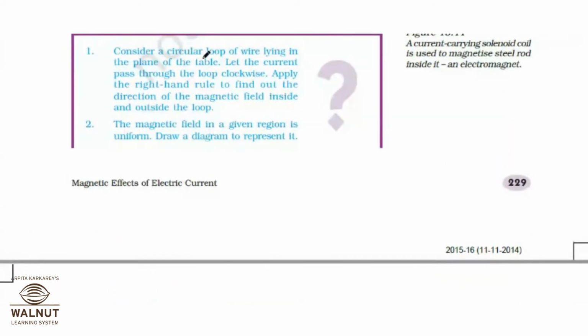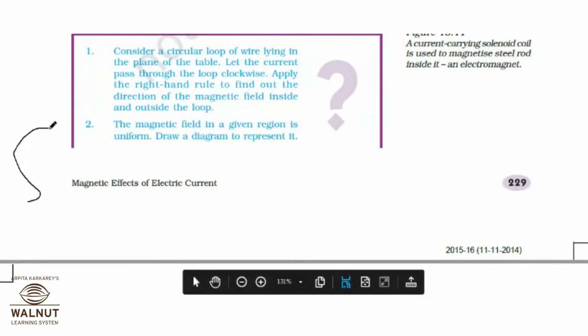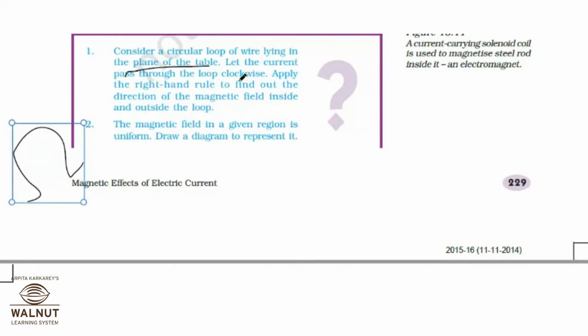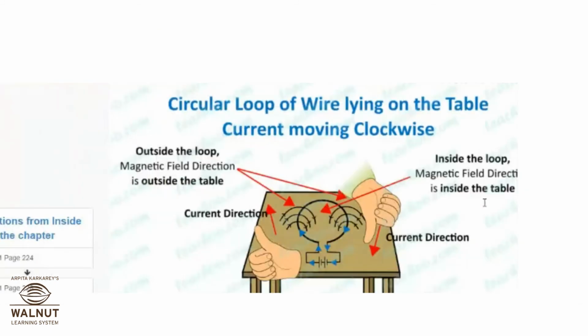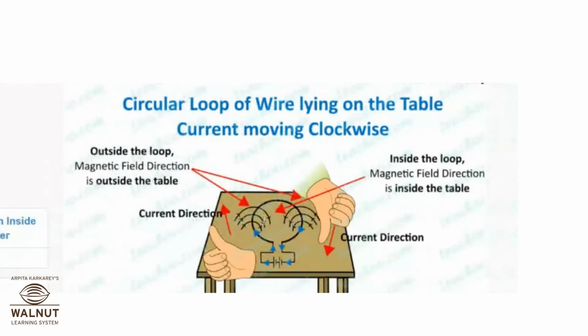Consider the circular loop of wire lying in the plane of the table. There is a circular loop like this, lying in the plane of the table. Let the current pass through the loop clockwise. Apply the right hand thumb rule to find the direction of magnetic field inside and outside the loop. So I will show you how the visualization looks. This is your table, and this is your current carrying loop, placed in the plane of the table. Now you have to find out the direction of magnetic field inside and outside the loop.